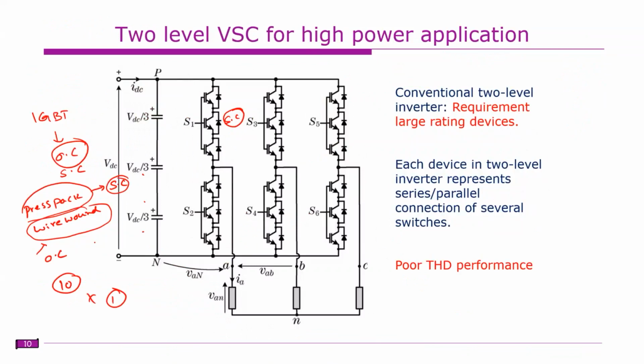Sometimes we need to prefer wire wound. Sometimes what will happen is that you need to open circuit the switch. For example, sometimes we need to open circuit the switch. So in that case, we usually prefer wire wound IGBTs.